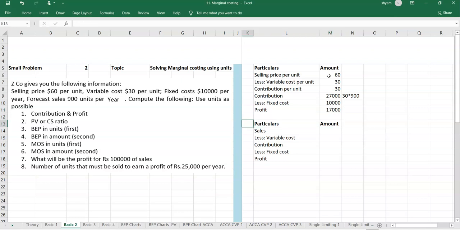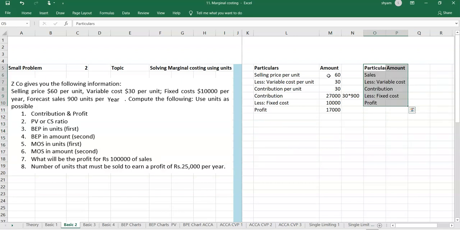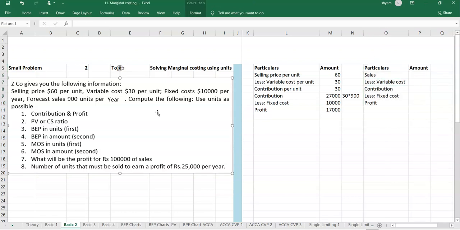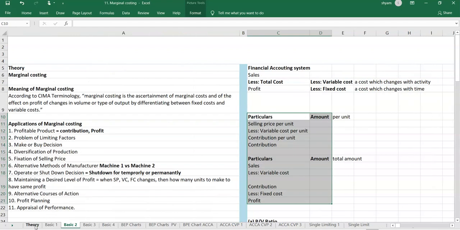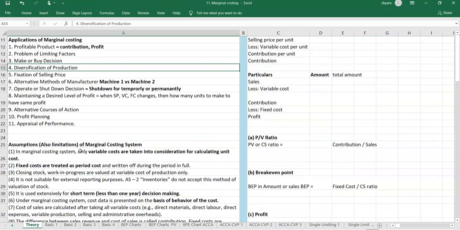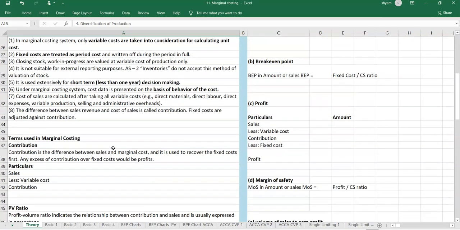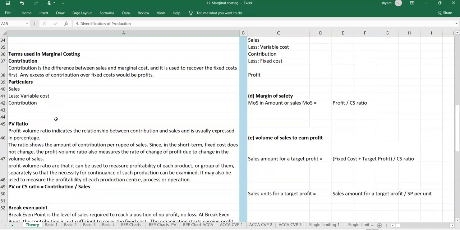So if required we'll use this format. If not required we can just leave it. We don't need to work it out, but usually only when things are required we do, or else we can leave it. So we'll start with these. What are these items here? We'll start with what is a PV ratio. So this is about PV ratio here.